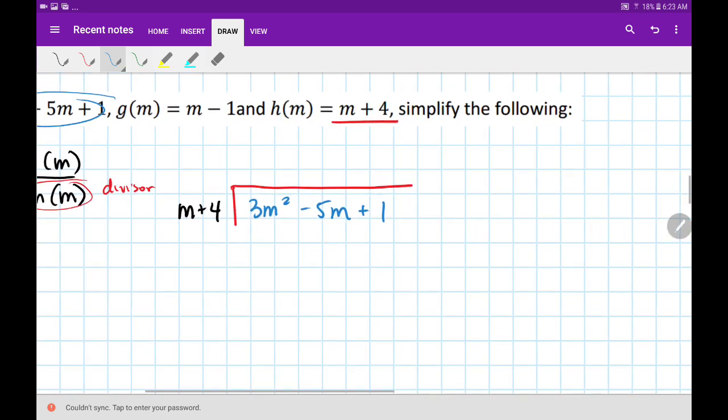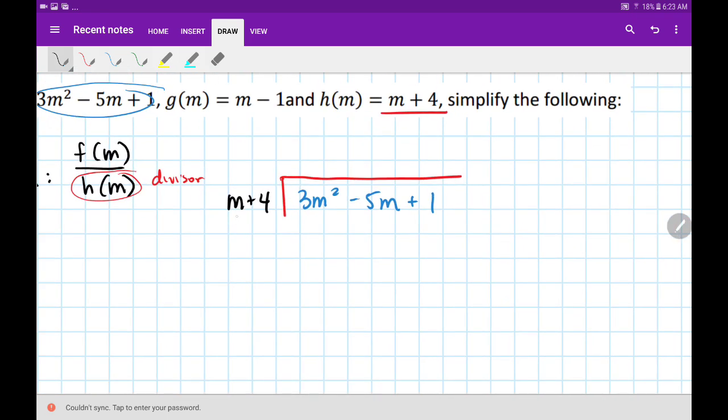All right. So here we go. We're focusing on only the first terms. So m times what is going to give me 3m squared? Answer, 3m. M times 3m. Now, do I put that 3m here or here? Well, since my answer is 3m with a power of 1, I need to line it up with the proper like term. So 3m goes here. Next, remember we distribute it. So that'll give me 3m squared plus 12m. I did 3m times m and 3m times plus 4.